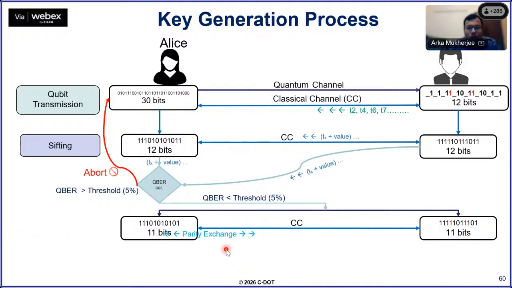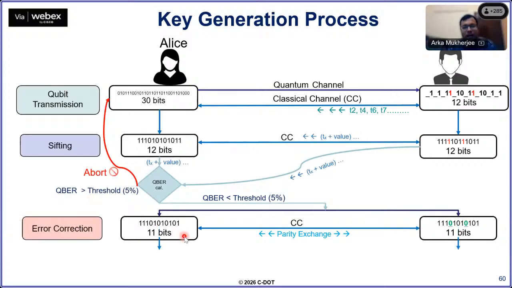They are not identical due to the channel noise, so we need to perform an error correction process. Typically, as I told yesterday, the error correction used is low density parity check, and other algorithms like cascade are also used in some implementations. After this error correction process, the bit pattern available with Alice and with Bob are identical. We could use this bit pattern as a secure key, but the issue is that during this error correction, the parity information is exchanged over the classical channel.